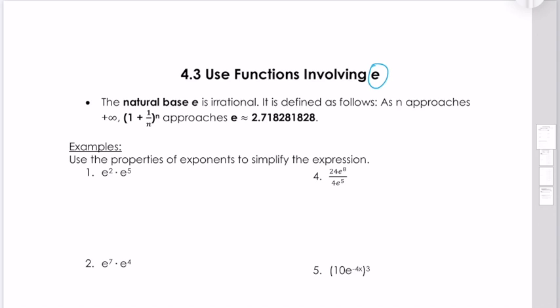It's defined as n approaches positive infinity, then it is 1 plus 1 over n to the power of n, and that is the number. So what that means is if you plug in a really high number for n, close to infinity, it's going to get really close to 2.718281828. Okay, I'll show you.